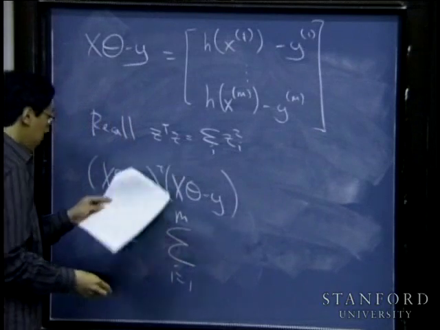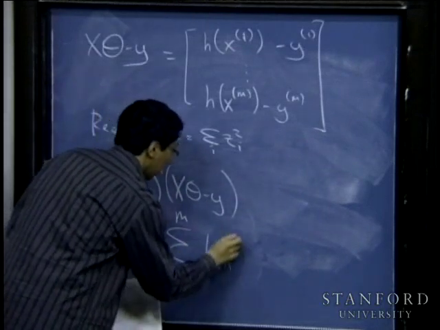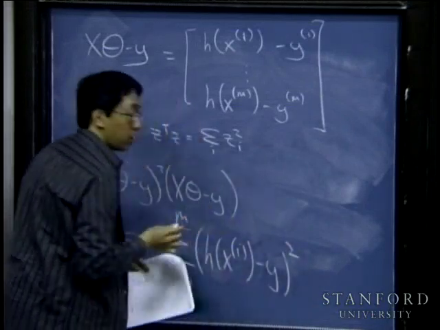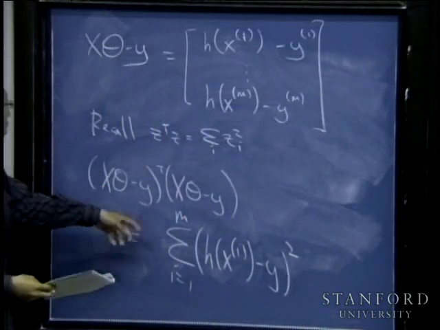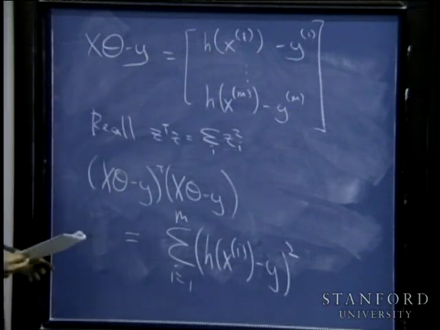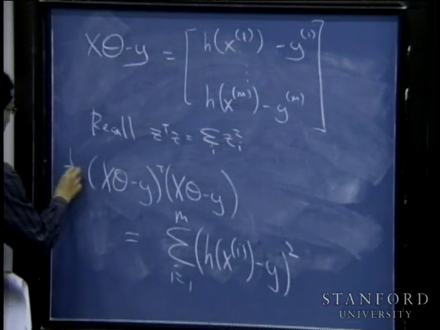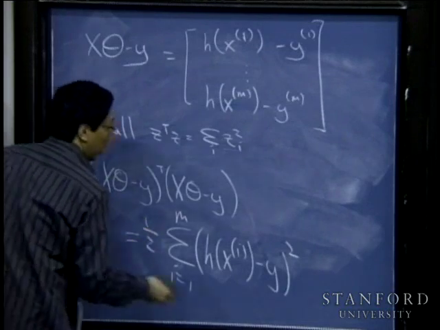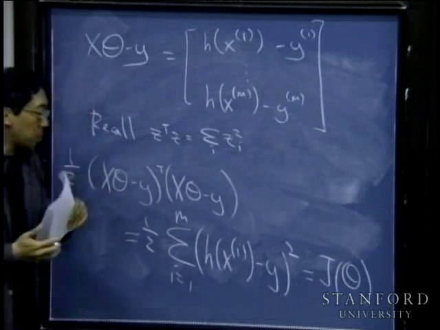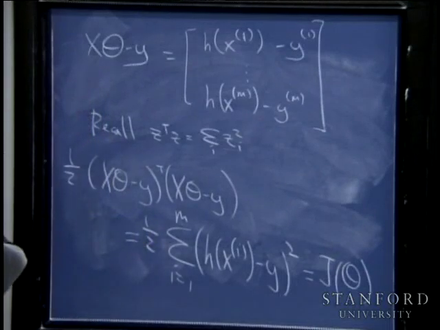the sum from i equals 1 to m of h of xi minus yi, squared. Okay, since it's just the sum of squares of the elements of this vector. And with the half there, this is our previous definition of J of theta. Okay?